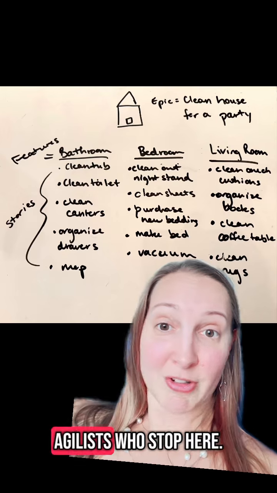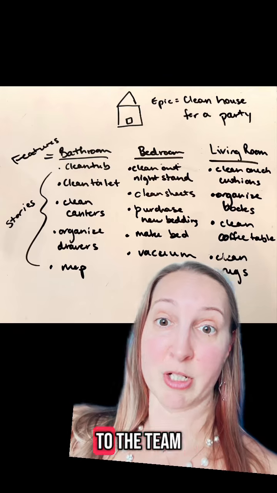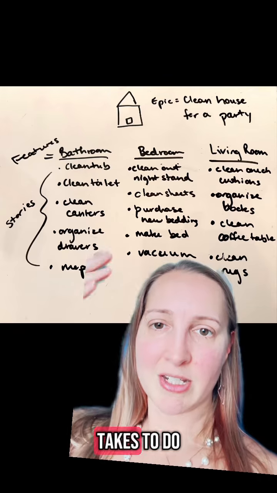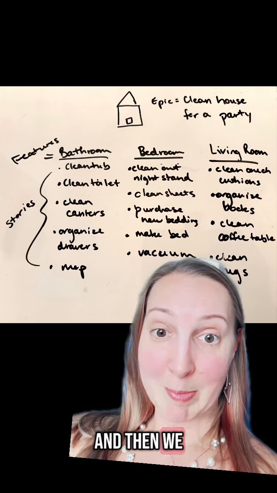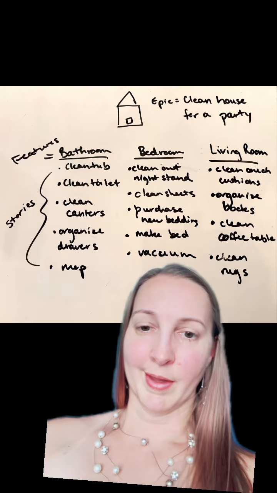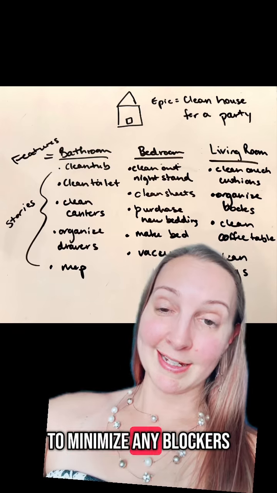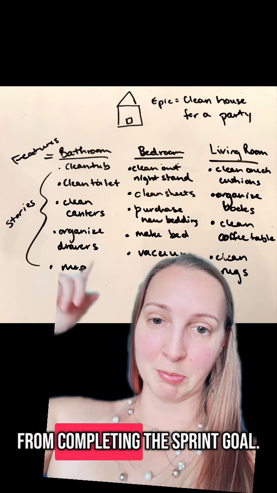There are some Agilists who stop here. They do not do estimations. They just defer to the team on what it takes to do the job and can we accomplish our sprint goal. And then we become hyper-focused on sprinting to our goal. And we try to minimize any blockers that are going to impede us from completing the sprint goal.